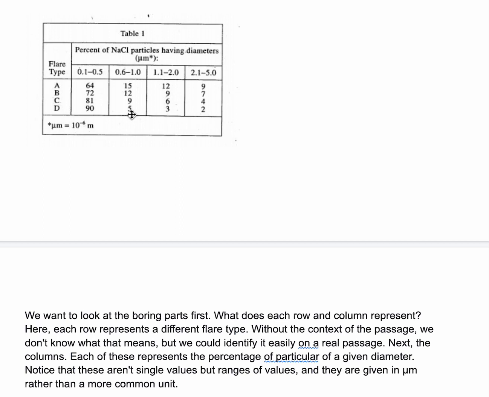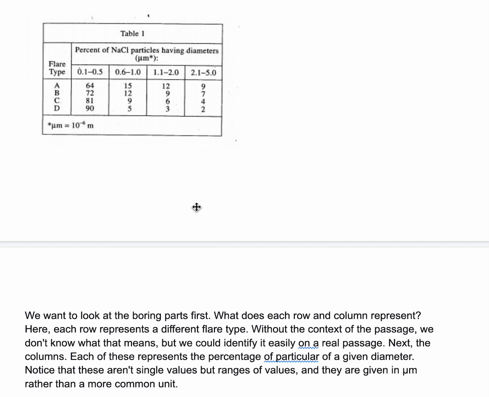So one thing to notice here is this column, the numbers are way bigger. So most of the NaCl particles have really the smallest diameters of 0.1 to 0.5, so 64%. And that's important to notice. These numbers represent percentages. So 64% and 72% and 81 and 90% have diameters this size. And then the biggest diameters, it's the smallest percentages.